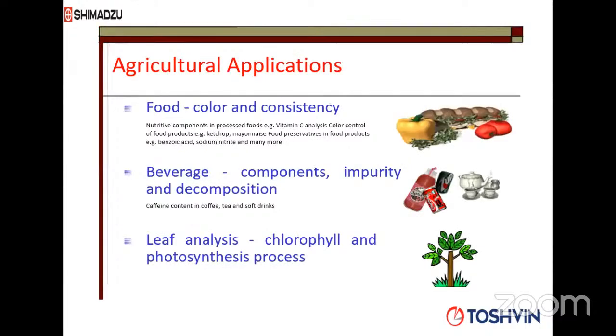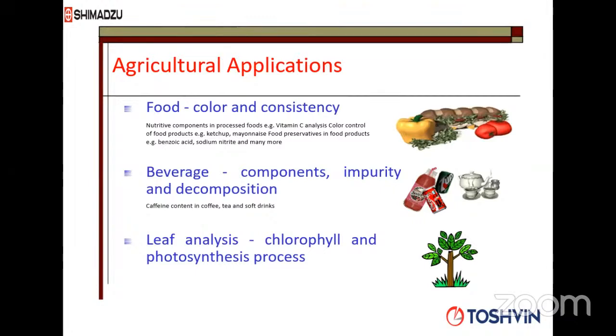Now, what are the major areas? See, for example, agricultural applications, food industry. Food industry is a major segment where we can see the usage of UV. For example, in food, there are two important considerations as a consumer: color of the food product and consistency of the food product. Very, very important. It's appealing to your mind.